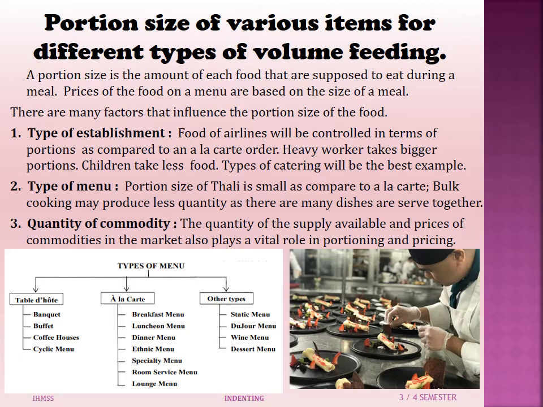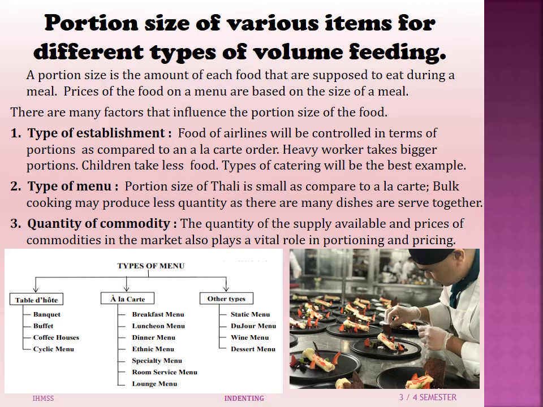Food of airlines will be controlled in terms of portion as per an a la carte order. A heavy worker takes a bigger portion. Children take less food. Types of catering will be the best example of such kind. Number two is the types of menu.